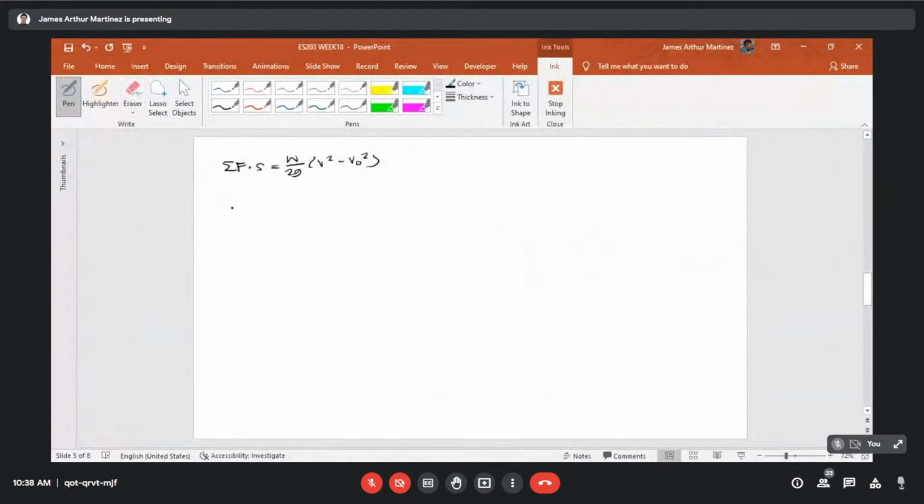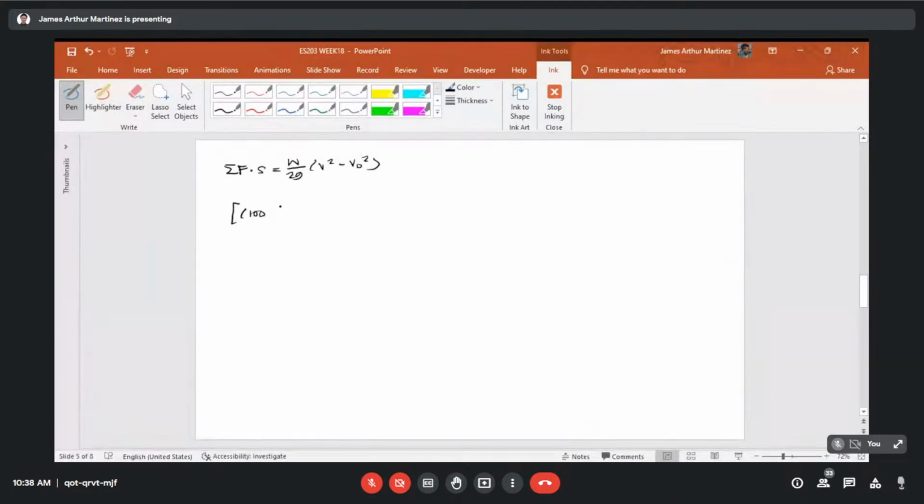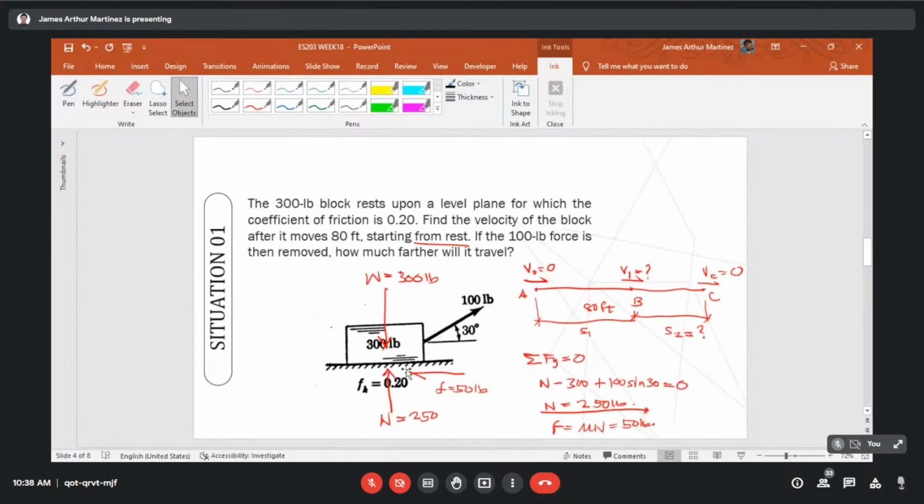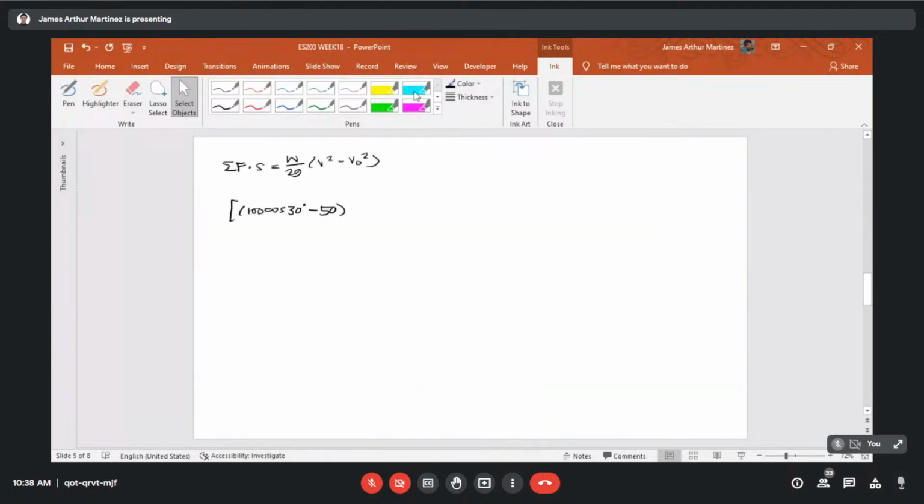So this becomes 100 cosine of 30 minus 50, since the frictional resistance force is to the left, opposite to the x component direction. We take the direction of the motion as the positive convention. This is multiplied by the displacement.